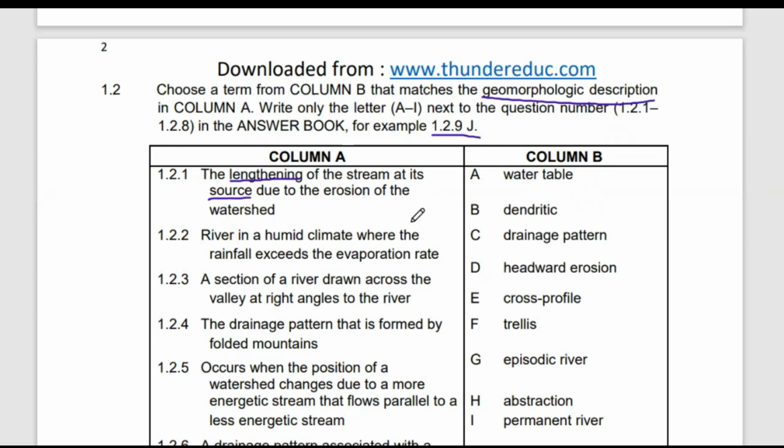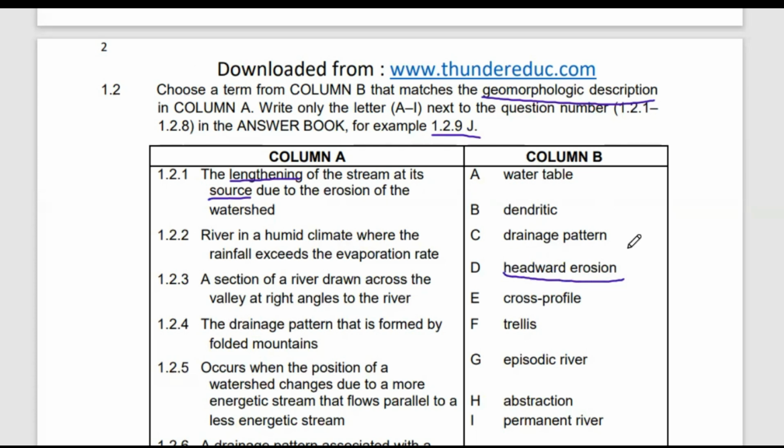Now, what is that called in geomorphology? If you check on the concept, it's going to be headward erosion. So the correct answer for this case is going to be headward erosion as our answer. Sorry, not drainage. Instead, it has to be headward erosion. What is headward erosion? When a river erodes backwards towards its source, lengthening its channel. So that's what we refer to as headward erosion.